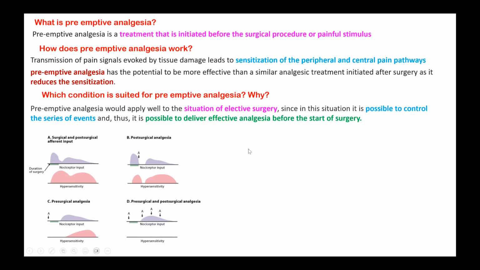On the contrary, a patient with a fracture who has already been suffering from the pain which has been inflicted because of the injury, their preventive analgesia will not work because already he is suffering the pain.